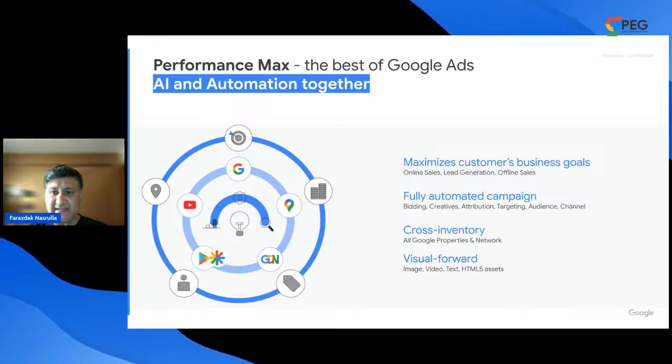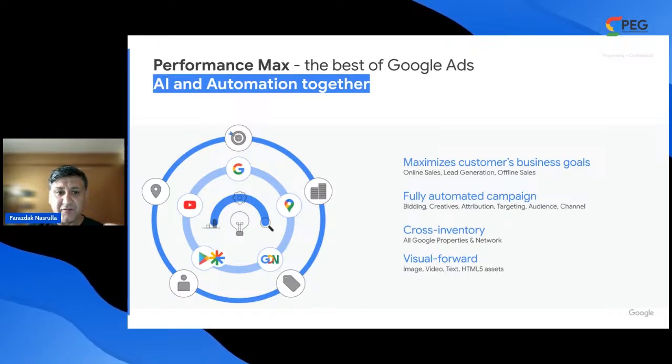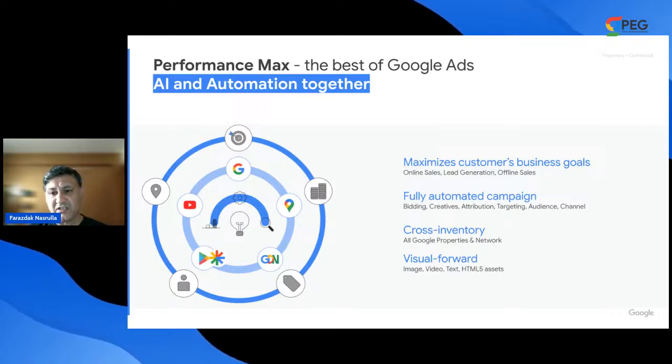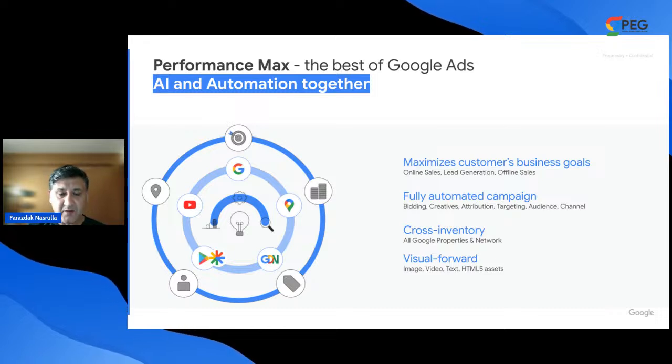Now, this intelligent engine powers the entire Performance Max system. The outer circle that you see represents Google's inventory, which comprises your Search, YouTube, Display Network, Maps, Gmail, and Discover. Okay. Now, what are the key benefits here?